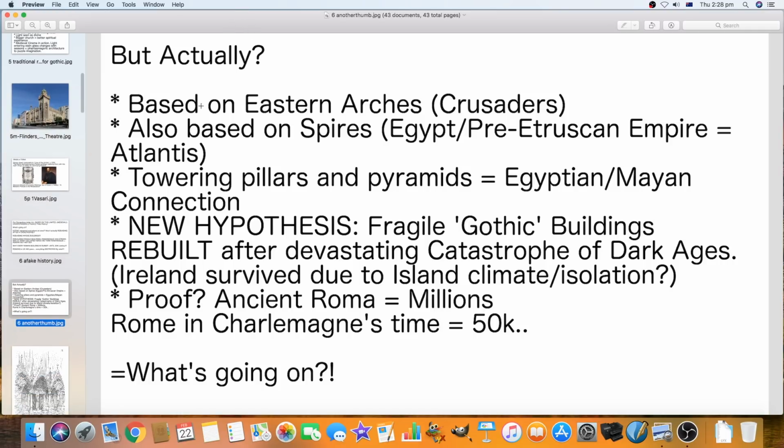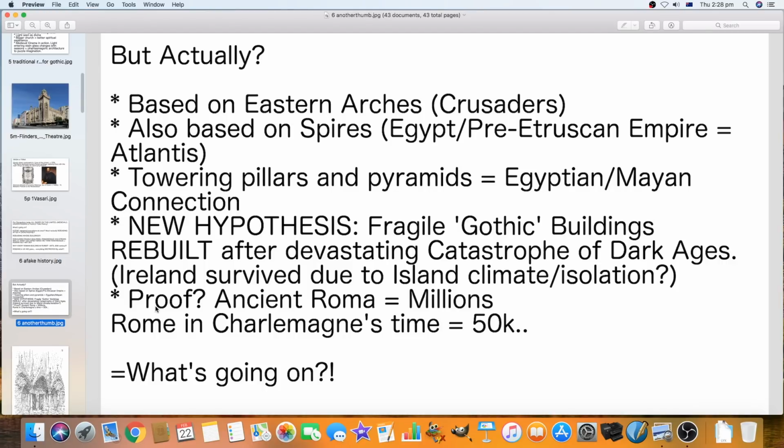So, actually, one of the elements, the Eastern arches, the pointed arches, yes, they are prevalent in the East. They were brought to Europe, possibly by Crusaders. But Gothic is also based on spires, Egyptian and pre-Etruscan, as we will see, possibly Atlantean, towering pillars and pyramids. So there's a Mayan connection.